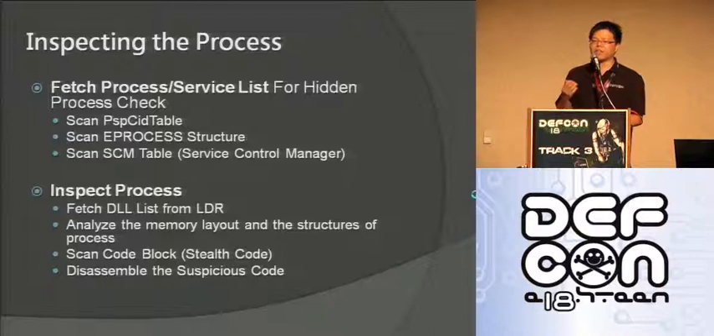Then we have to dig further and find which part of this process has the suspicious DLLs. So we fetch the DLLs from the LDR, and then we analyze the memory layout and its structures, and scan the code blocks, trying to find the code blocks, which we will explain later, how we do this part to find the suspicious DLL.